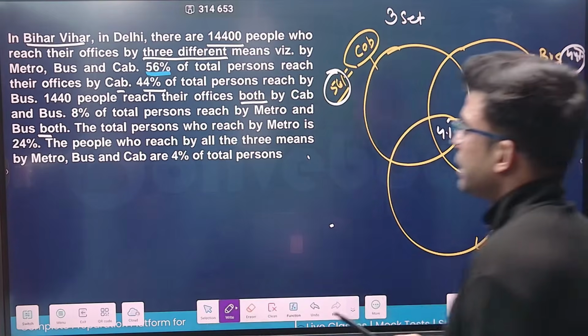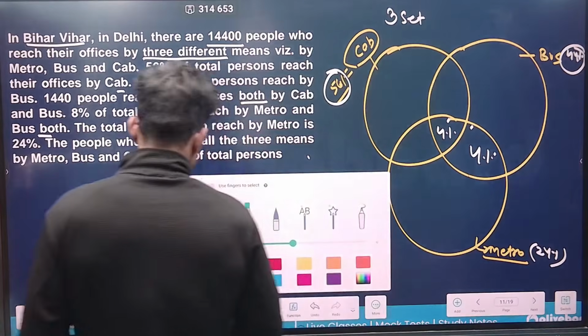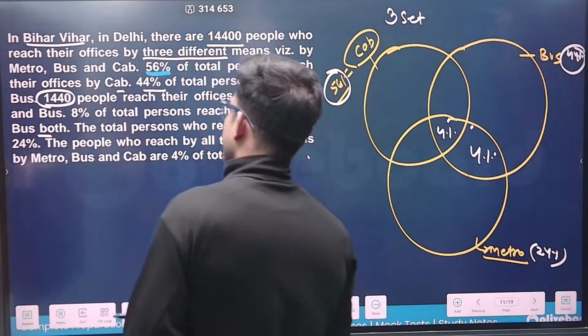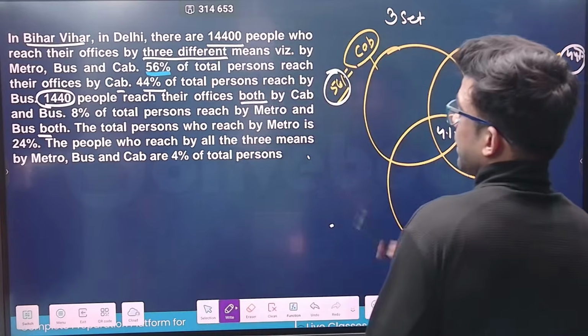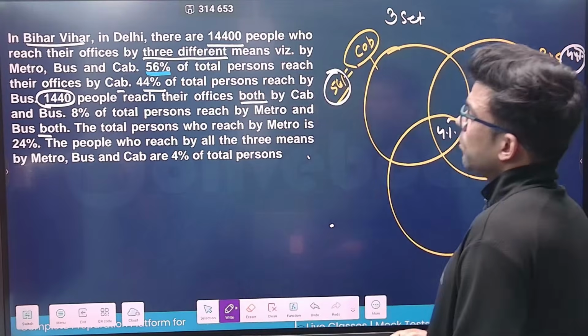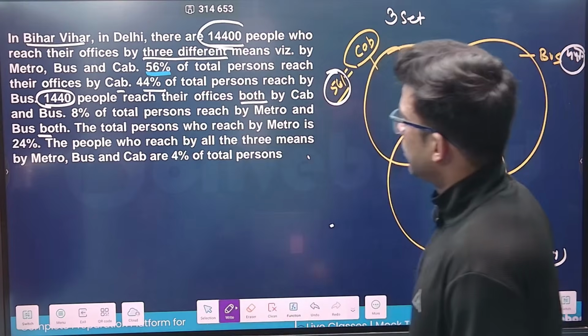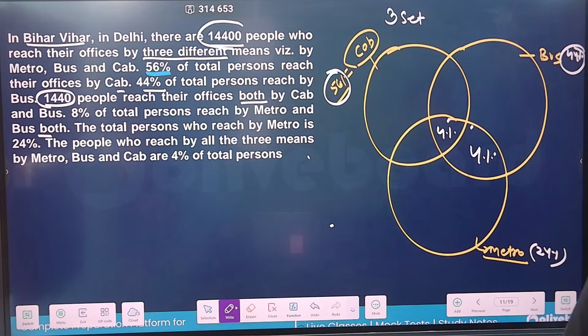You have this data with you. How will you apply this data? 1140 people, and in total you are having how much? 14400 people. Come on, try. I'm giving you time to try this. How will you react to this point? Say fast, everyone.